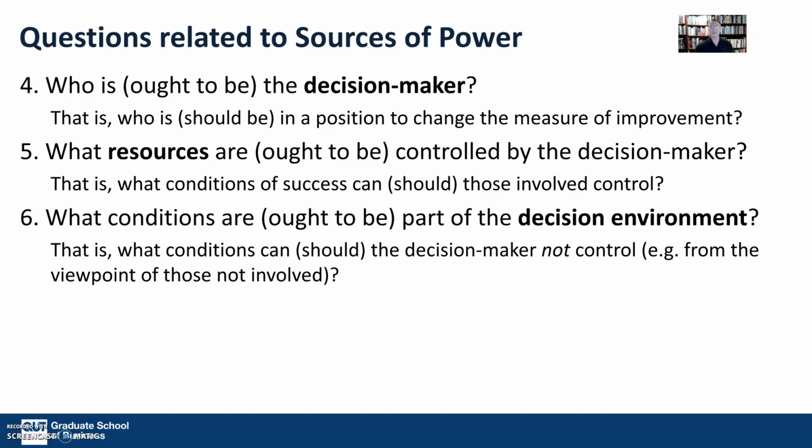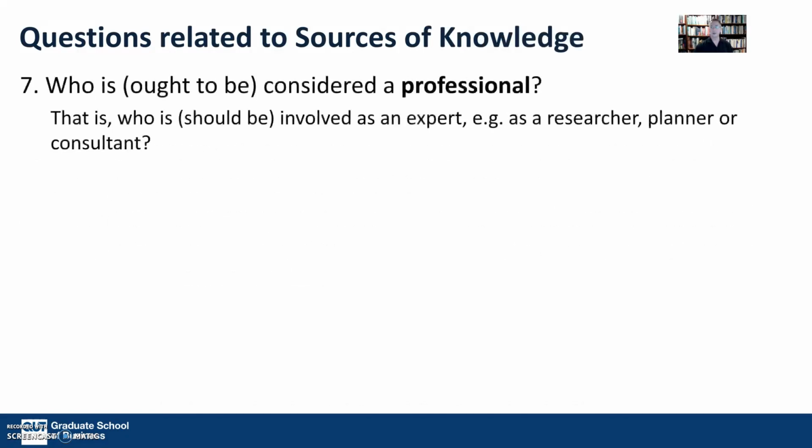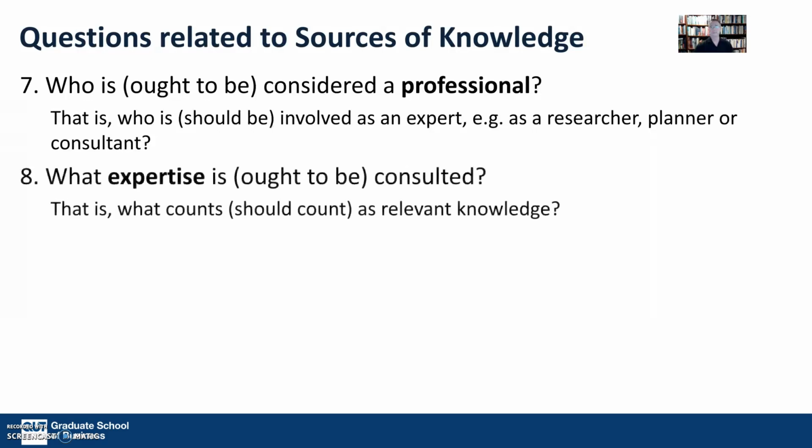That is, what conditions can or should be under the decision maker's control and those that are not under the control of the decision maker, i.e. from the perspective or the viewpoint of those that aren't involved. This is designed to tease out the sources of power. The third of the bases is the sources of knowledge. So, who is or ought to be considered a professional? In other words, who is to be involved as an expert, a researcher or planner or a consultant? Who is and who should be?